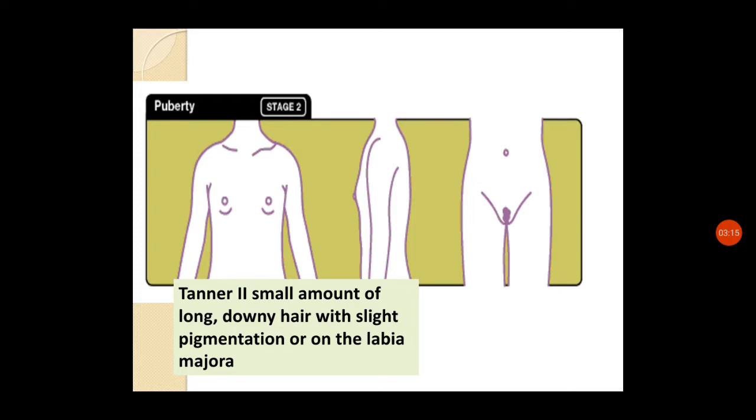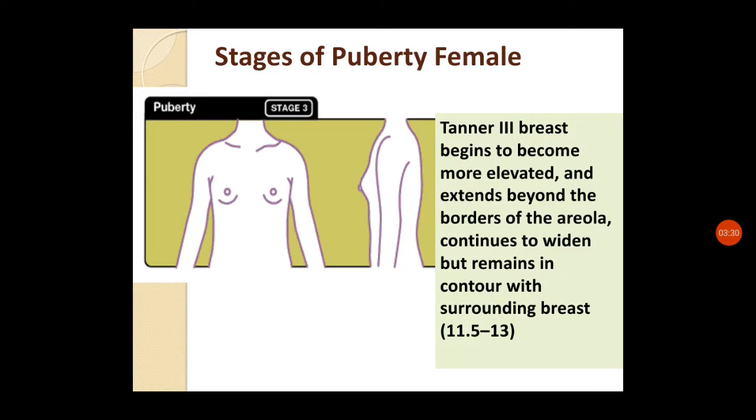This is the part of Tanner 2. So you can see some amount of glandular tissue in the breast and some downy hair in the midline of the labia majora. So this is about Tanner stage 2. Next is Tanner stage 3.